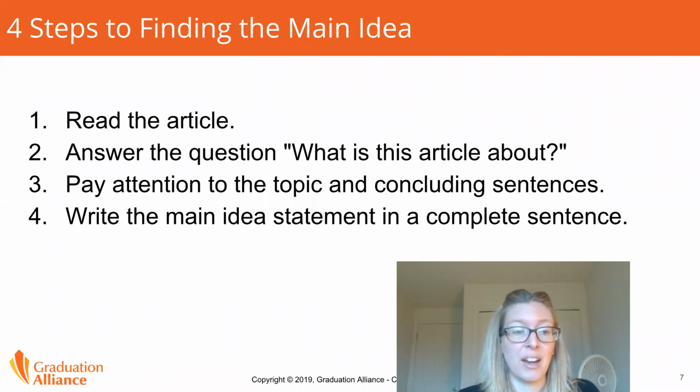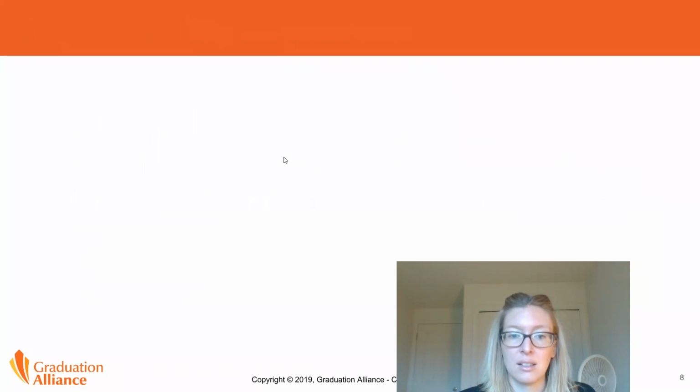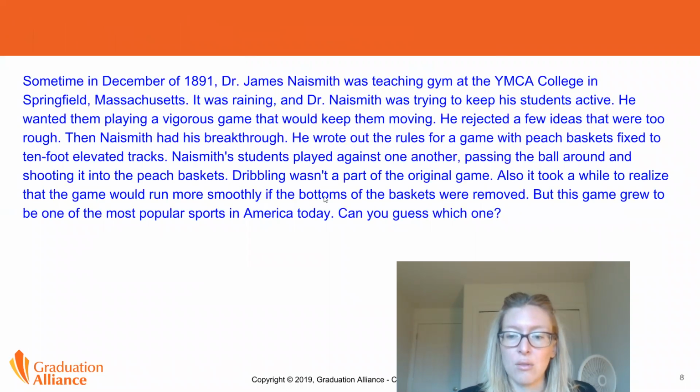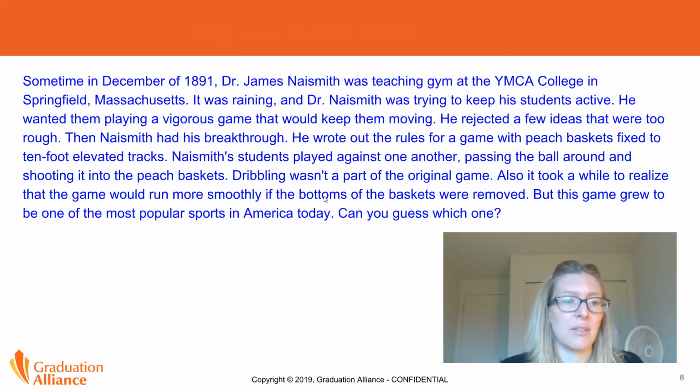These are the 4 steps for finding the main idea. 1, read the article. 2, answer the question, what is this article about? 3, pay attention to the topic and concluding sentences. And 4, write the main idea statement in a complete sentence. Let's get to our example. All right, so like we did last time in the second video and the first video, I will read this aloud to you, and then we will go through the steps of finding the main idea. We'll also identify any challenging vocabulary words.